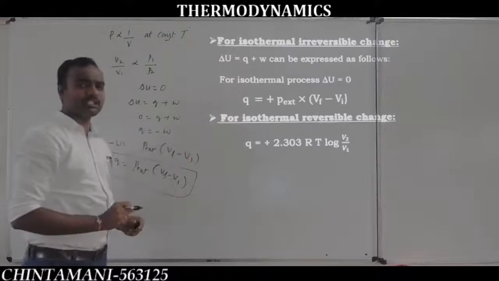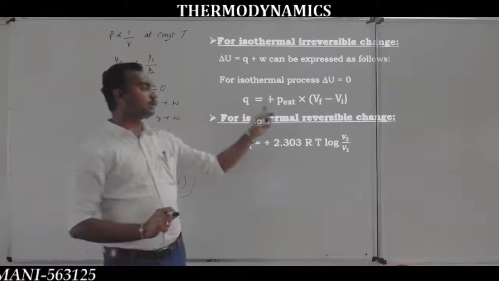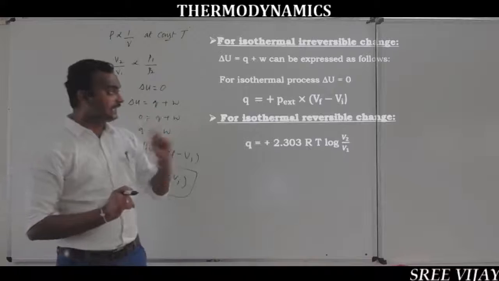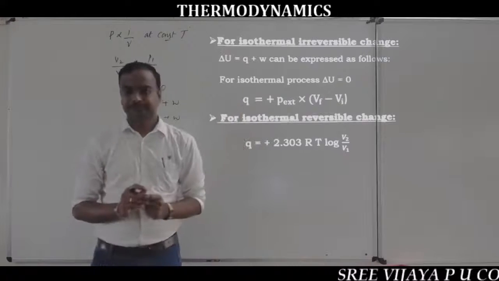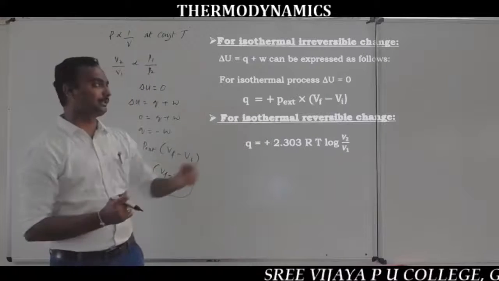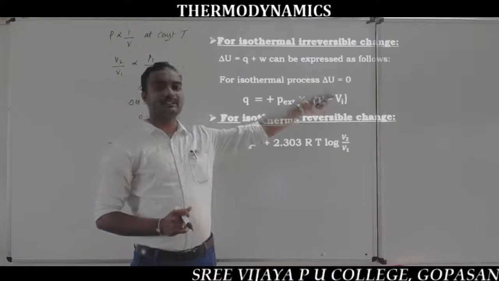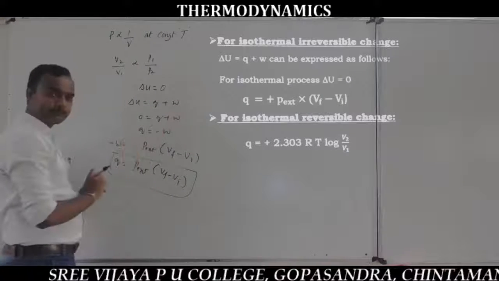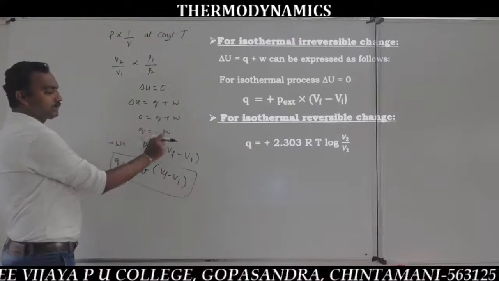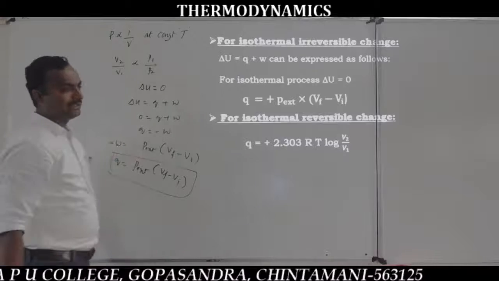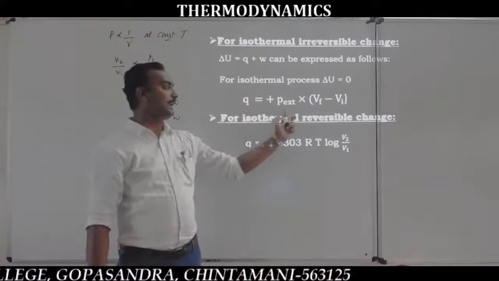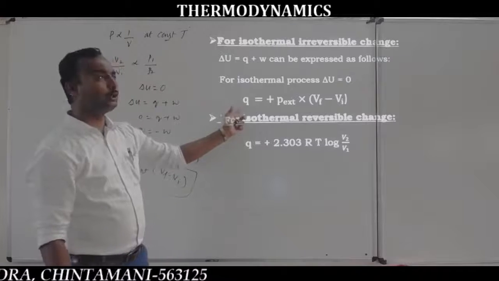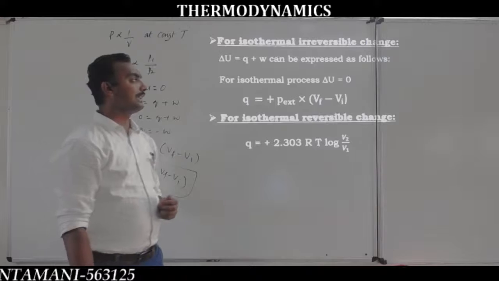Irreversible change. For isothermal irreversible change, W is equal to minus P external into Vf minus Vi, that is nothing but delta V into this. In an isothermal process, we need the Q expression. When we say isothermal, delta U becomes 0. According to the first law of thermodynamics, delta U is equal to Q plus W. Delta U is equal to 0, so Q is equal to minus W. When we substitute, we get the heat expression, that is Q is equal to external pressure into Vf minus Vi. This is the heat Q equation for isothermal irreversible change.